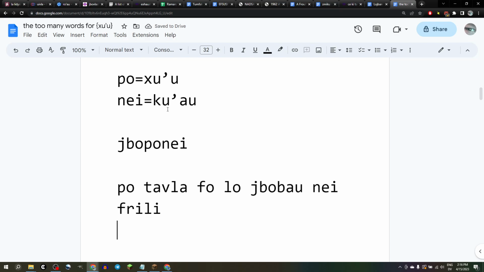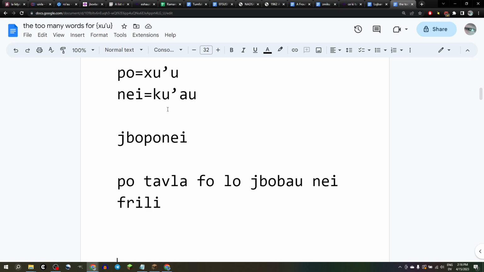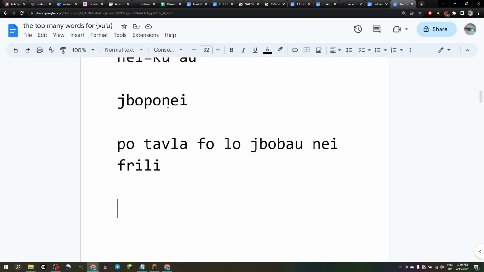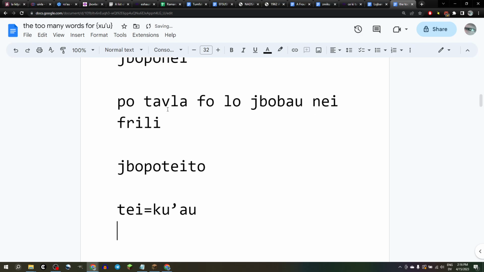And I made a little speech bubble where a pony, I found like a random pony clip art, and the pony was saying to talk in Lojban is easy, and it's named jboponei, like pony. That's why there's also jbopoteito, which is also a pun name. It doesn't have anything to do with toe, but it uses te instead of nay for kuhau.